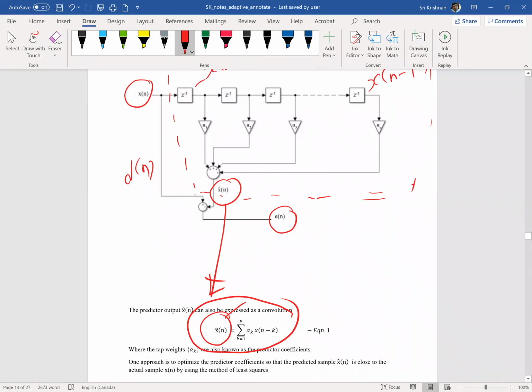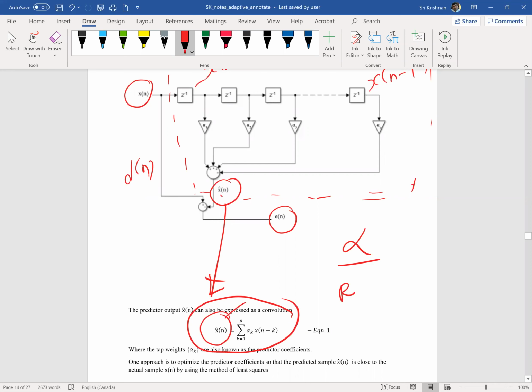And the order of the filter is P. Now, you might be wondering why I have used alpha here instead of previous things like W. In adaptive filter, we used W for the filter impulse response or the filter coefficients. Before that, we were using H for filter coefficients and for representing the impulse response of a filter. Now we are using alpha. So the alpha coefficients are called the predictor coefficients.